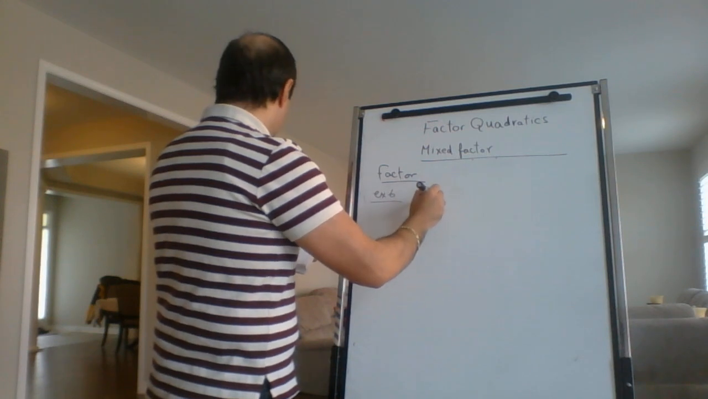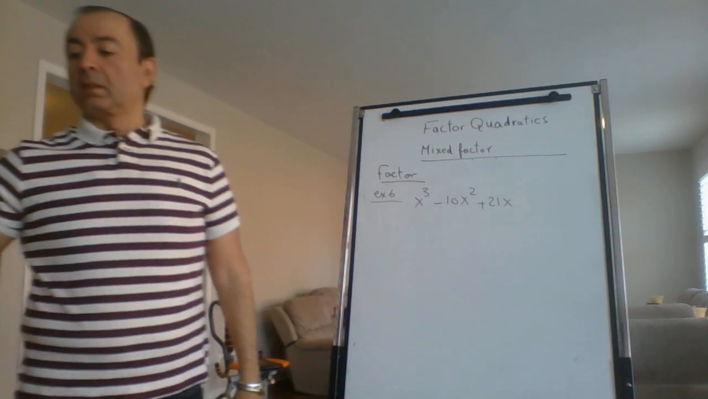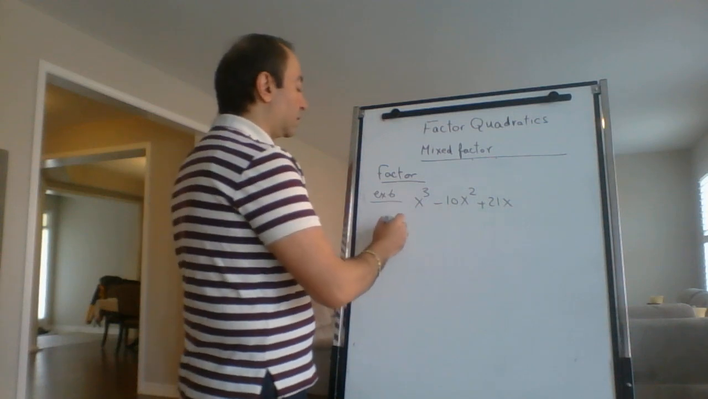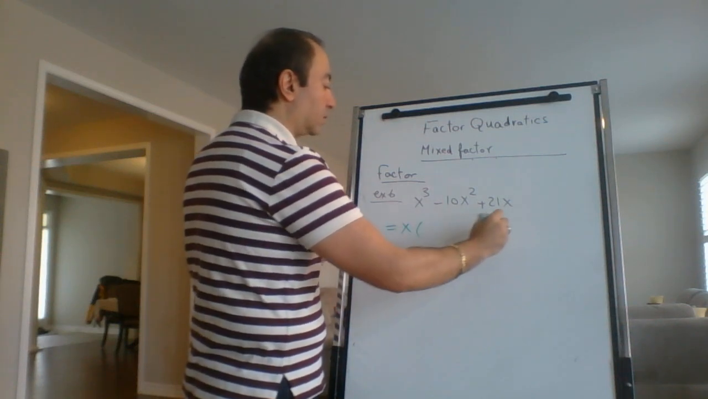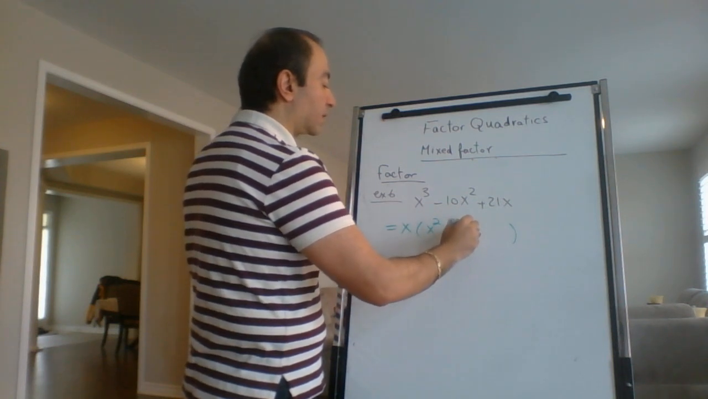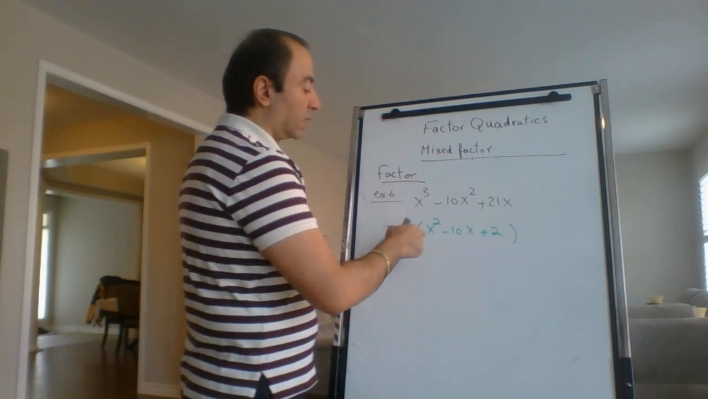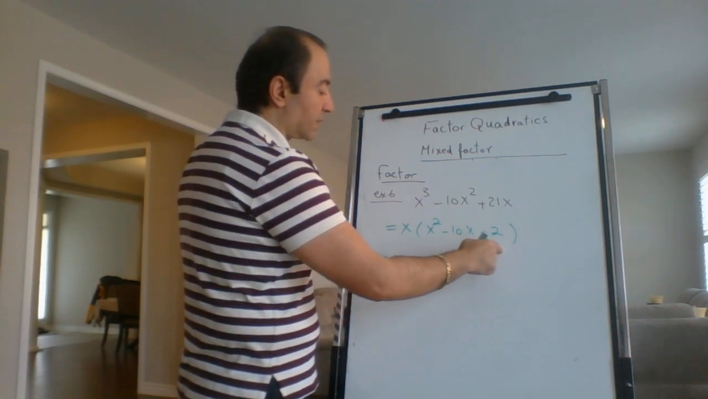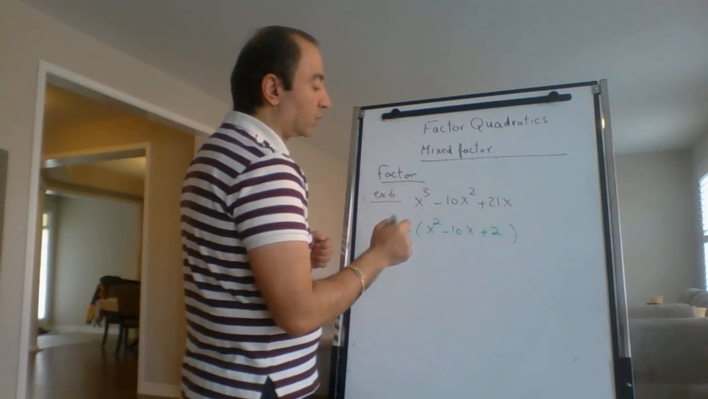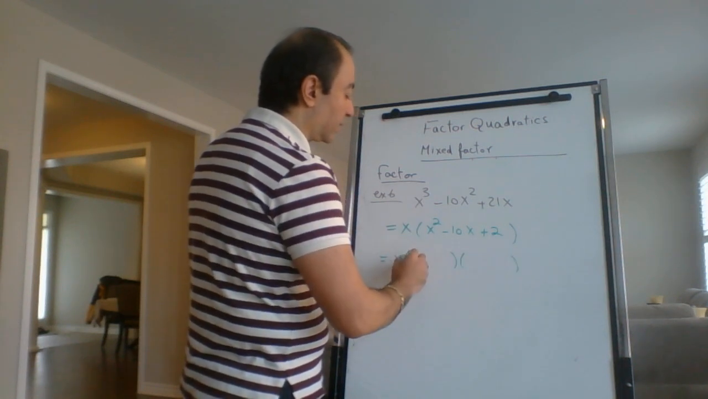x cubed minus 10x squared plus 21x. First step, look for common factors. Yes, x is common, so we factor the x out. We divide each term by x, so x squared minus 10x plus 21. Then we try to factor whatever between the brackets. This is 3 terms. It is not a perfect square because I cannot find the square root of 21. A is 1, so right away I open 2 brackets. I put x and x.